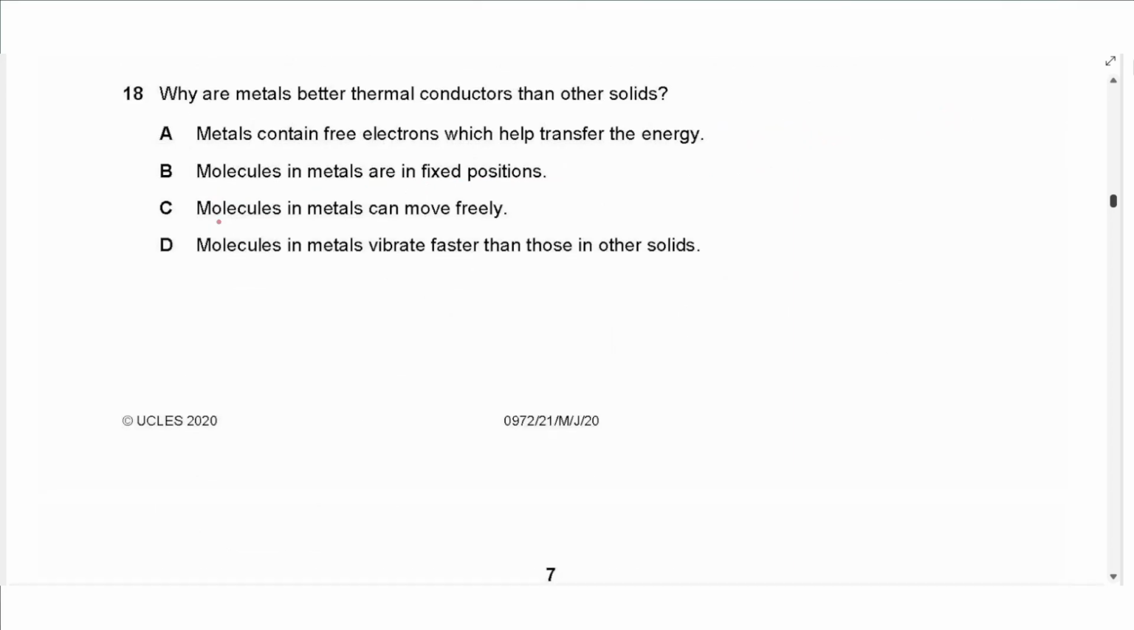Question 18 says, why are metals better thermal conductors than other solids? Metals contain free electrons, which help transfer the energy. That's correct. Molecules in metals are in fixed positions. No.